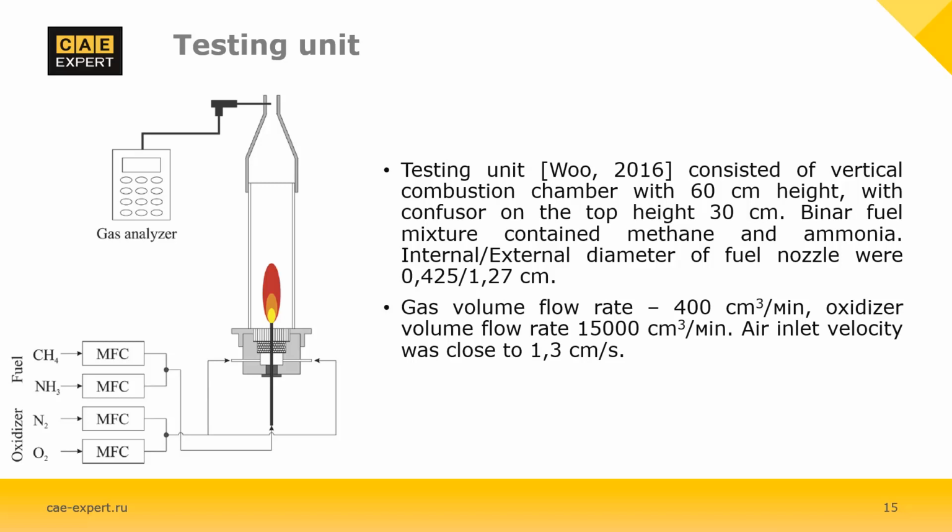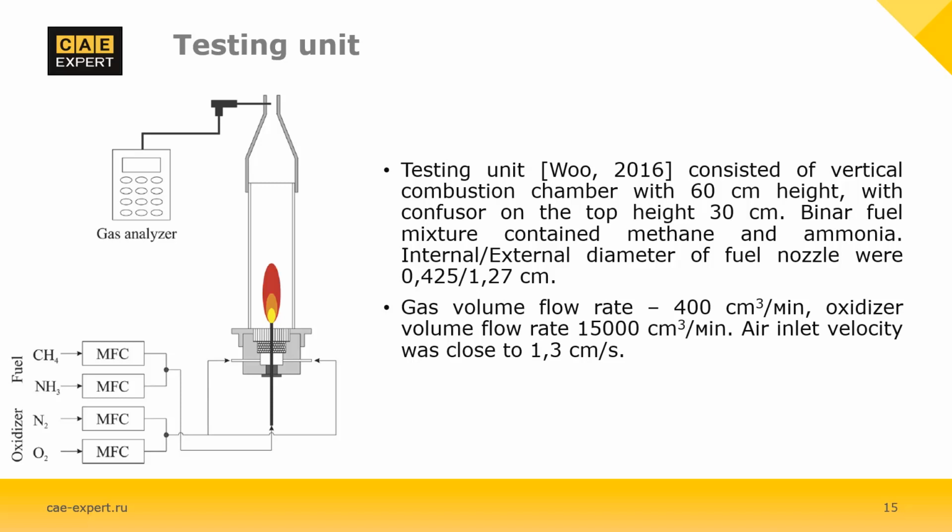The mixed fuel was supplied at a constant flow rate of 400 cubic centimeters per minute through the central nozzle with an outlet diameter of 1.27 centimeters and an inner diameter of 0.43 centimeters. The initial jet velocity of the gaseous fuel was 47 centimeters per second.